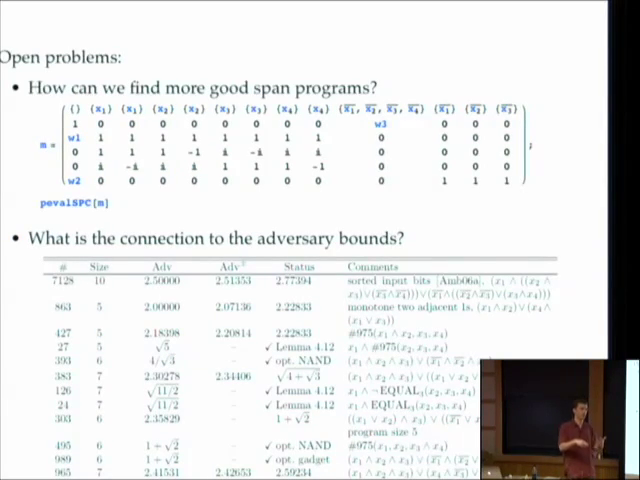And so my conjecture at this time was that maybe there's some connection going on between the adversary bounds and the span program witness size, and that only in those cases where the adversary bounds were equal would we be able to find a matching algorithm. And that in the cases where there's a gap, we would always have a gap. That was my conjecture.